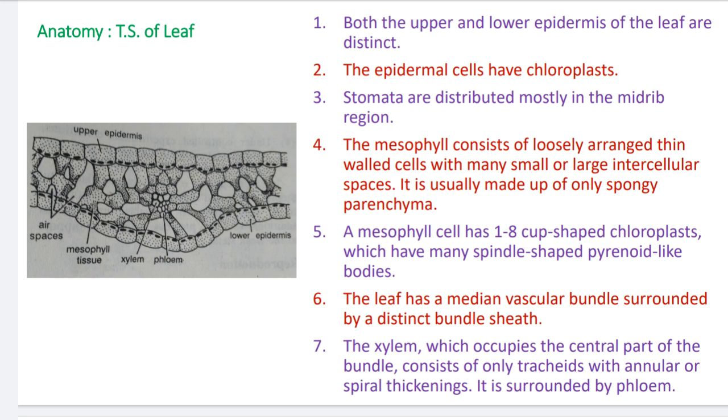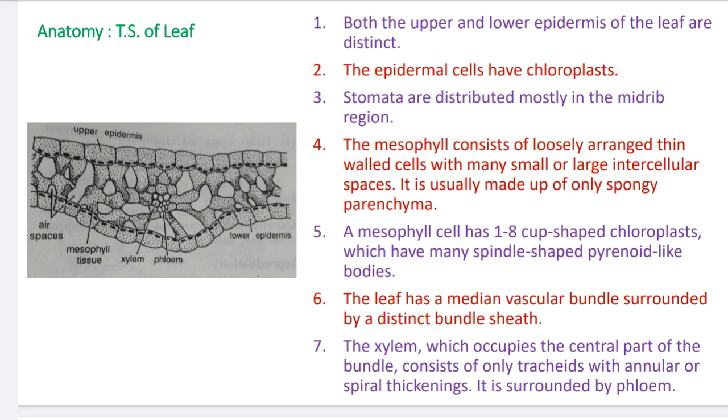Number 2, the epidermal cells have chloroplasts. These epidermal cells contain chloroplasts, so they are involved in photosynthesis. Number 3, stomata are distributed mostly in the midrib region. The leaves have a single midrib at the center, and only in the central region are stomata present.